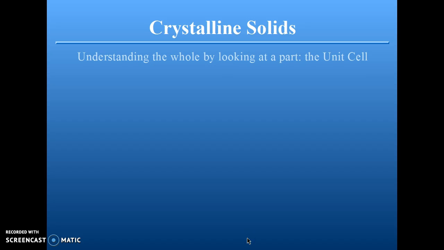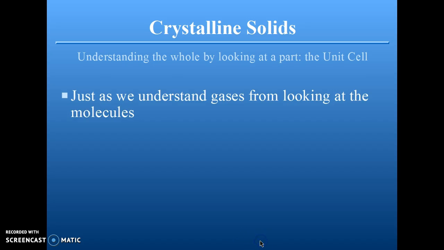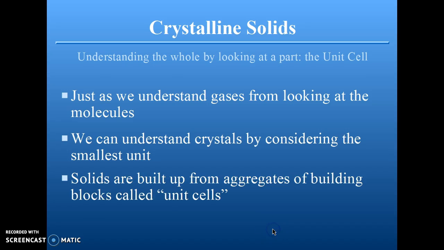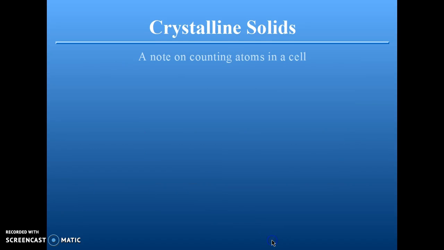So let's look at what we call the unit cell, which is the smallest portion of the crystal that we can determine is the regular building block, so that every crystal is perhaps millions or zillions of these fundamental building blocks put together. Just as we understand gases from looking at the molecules, we understand crystals by considering these smallest units, called unit cells. Unit cells are parallelepipeds, if you studied solid geometry.